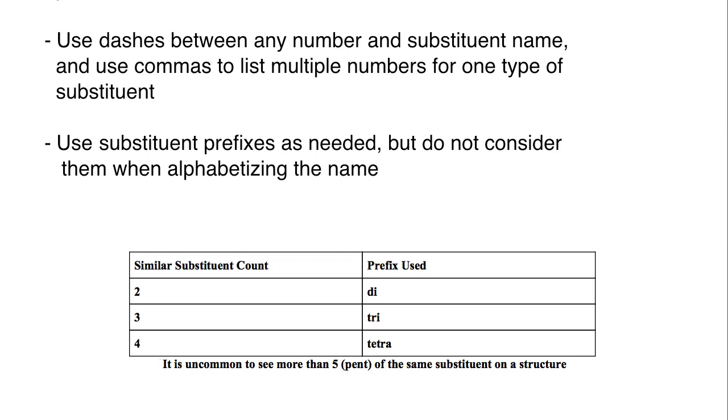Now, going back to that third point up there, you do not consider the prefixes when you are alphabetizing for the name. So if I have dimethyl, it's not alphabetized by D, it is still alphabetized by M. If I had triethyl, it's not alphabetized under T, it's alphabetized under E for ethyl. Okay, so I think you get the general idea here. These prefixes, they are just telling us how many of that substituent there is, but they are not included as part of the actual substituent name. So di has nothing to do with the methyl functionality. It's just telling us how many of them there are.